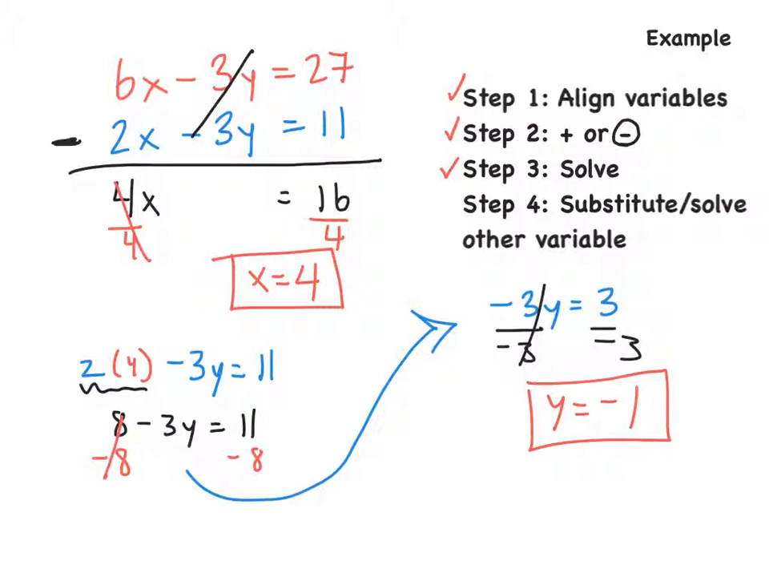So we have our answer where x is equal to 4, y is equal to negative 1. We've plugged everything in. Step 4 is completed. We have our answer, x is equal to 4, y is equal to negative 1.